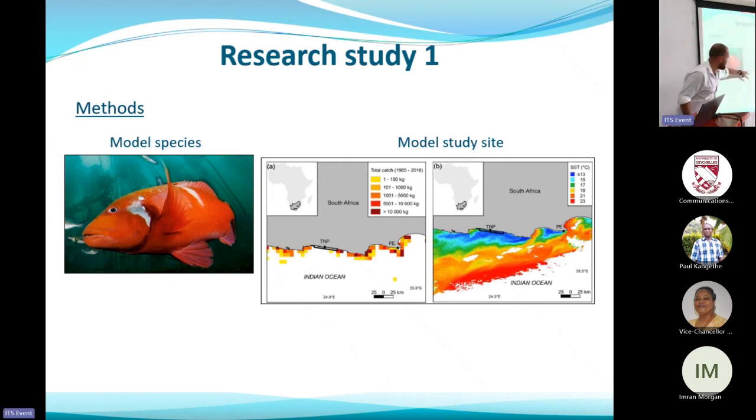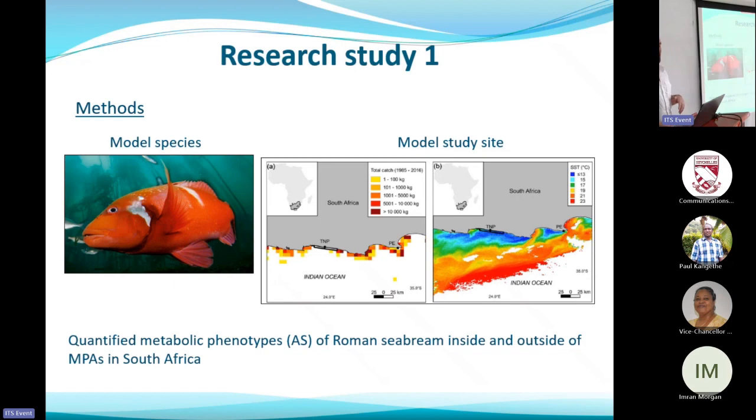Whereas if you look at these dots, these colored squares outside the boundary, there's heavy fishing effort. So sometimes 10,000 kilograms of this species of fish are removed from that area in a given year. And also there's the thermal patterns between the two areas, highly dynamic, an area of climate change hotspots.